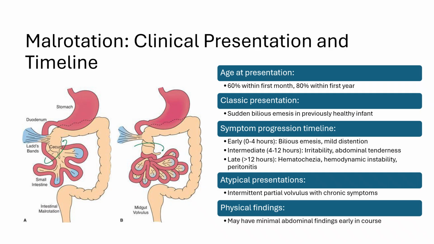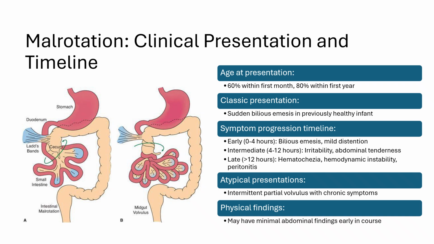Atypical presentations create diagnostic challenges. Some infants experience intermittent partial volvulus, where the twisting occurs but spontaneously reduces. These cases present with chronic symptoms, recurrent episodes of irritability, feeding intolerance, or intermittent vomiting. While less dramatic, these presentations carry the same risk of catastrophic complete volvulus.